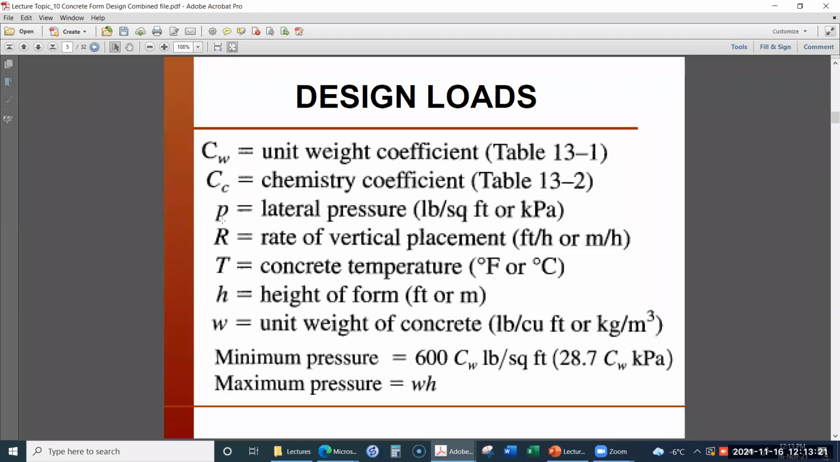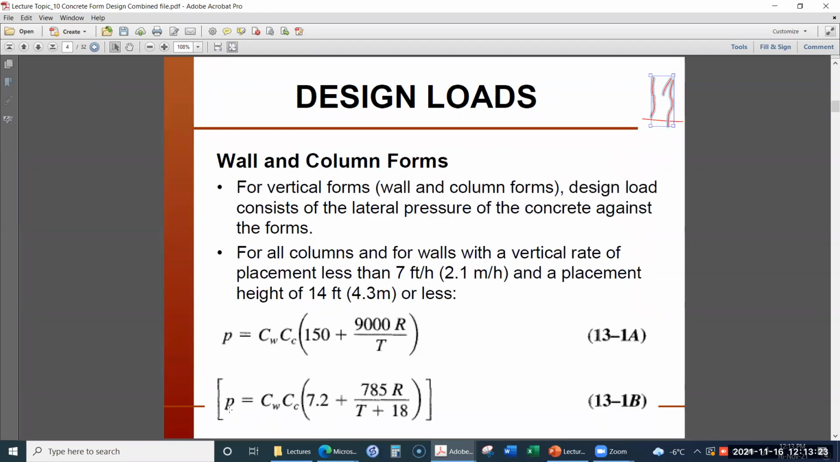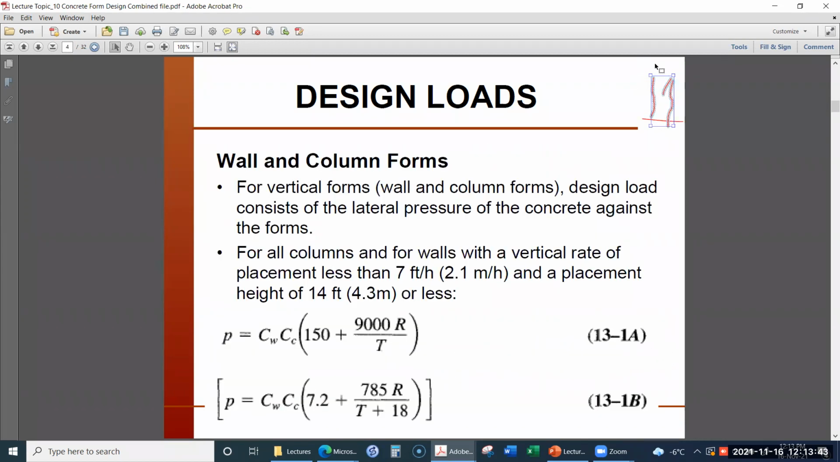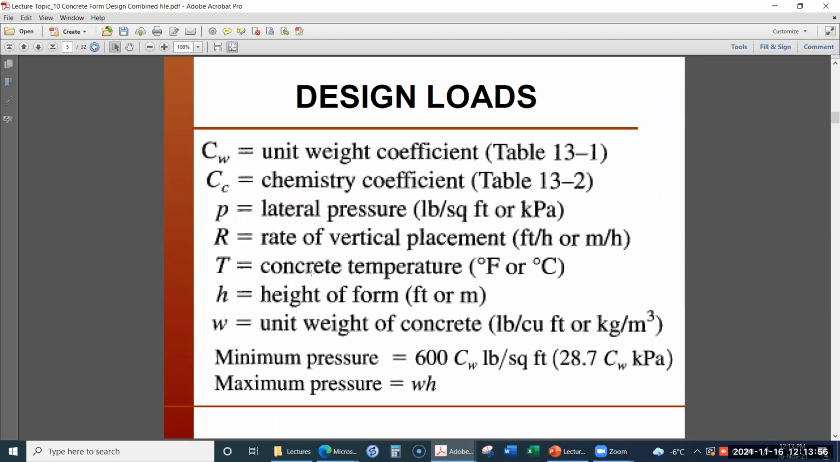P, as was shown previously, is the lateral pressure. The units of pressure are kilopascals, Newton per square meter, or we can convert it into kilopascal units. R is the rate of vertical placement, that is, at what rate the concrete is being poured, slowly or at a very fast rate. And T is the concrete temperature.